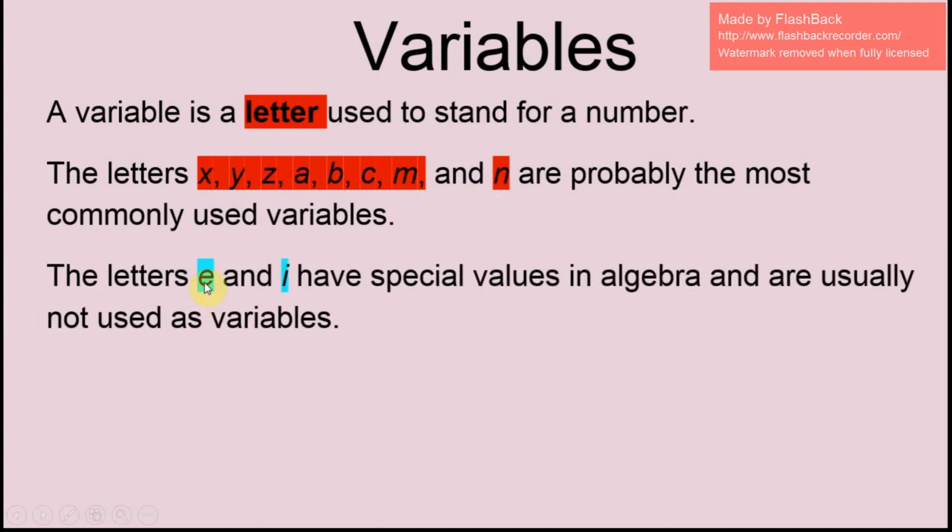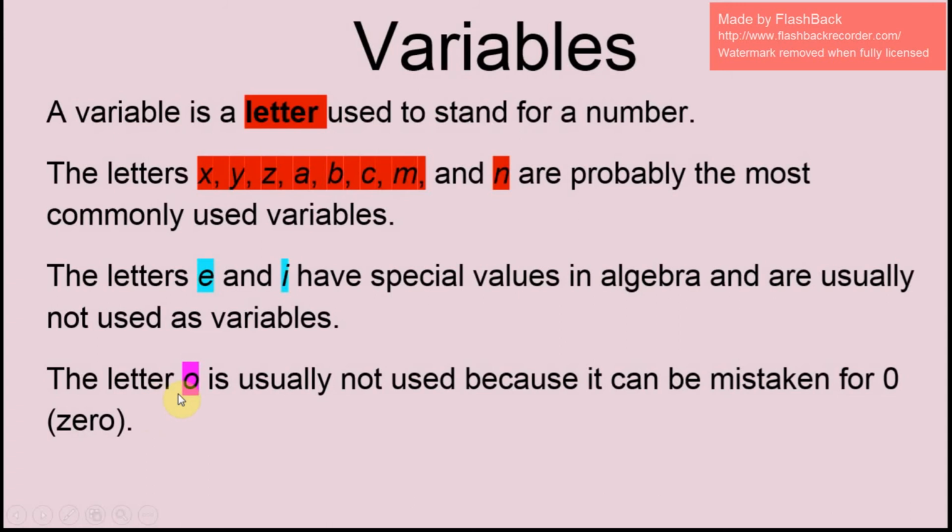The letters E and I have special values in algebra and are usually not used as variables. So we don't use E and I to represent a number. The letter O also is usually not used because it can be mistaken for 0. It's O like 0 also.